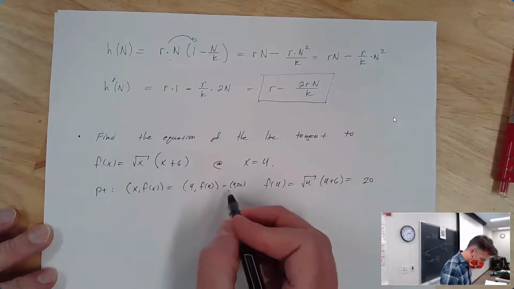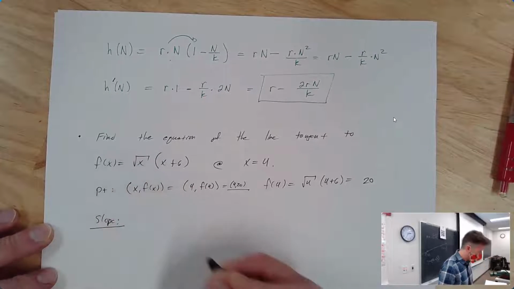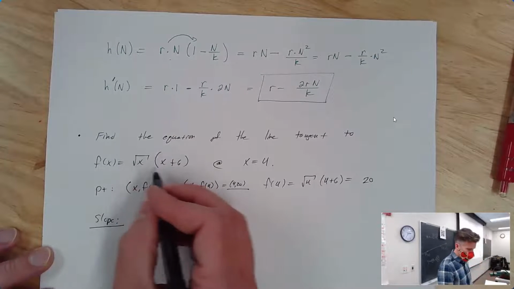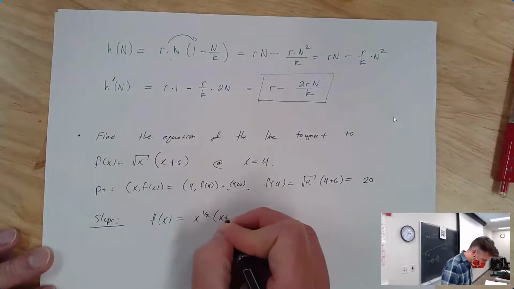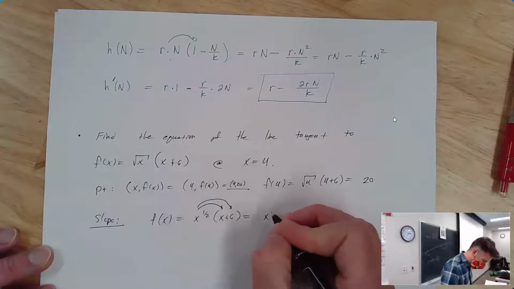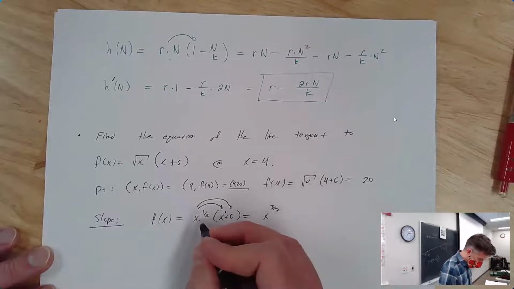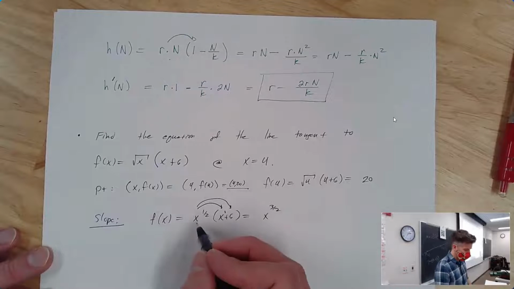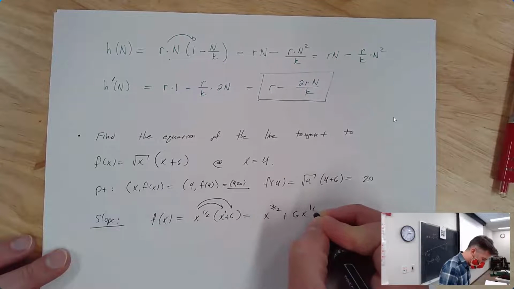We've got the point (4, 20), and now we need the slope. And to find the slope, we're going to take the derivative. But before I take the derivative, I should probably simplify this. Let's write this as x to the 1/2 times (x plus 6). Then if we distribute, we get x to the 3/2, because x to the 1/2 times x to the 1 means we add the powers, 1/2 plus 1 is 3/2. And then 6 times x to the 1/2.